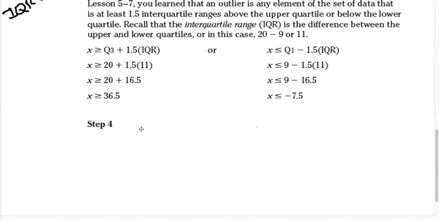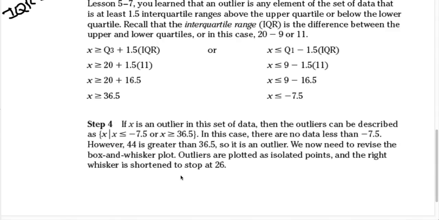So finally, we'll do step number 4. If X is an outlier in this set of data, then the outliers can be described as X such that X is less than or equal to negative 7.5 or X is greater than or equal to 36.5. If you notice the word or, you also need to remember the type of graph that or will give you. In this case, there are no data less than negative 7.5. However, 44 is greater than 36.5, so it is an outlier. So the value 44 is an outlier.